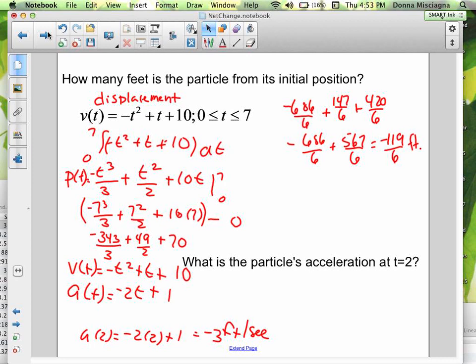What's the particle's acceleration at t equals 2? Well, we have velocity, so just take the derivative. The derivative of negative t squared plus t plus 10 is just going to be negative 2t plus 1, and then I'll evaluate when t is 2. And so negative 3 feet per second squared. That is our acceleration. That's a review.